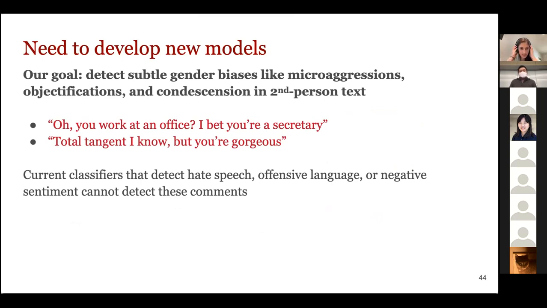So there are existing NLP approaches to identifying content that can be offensive, and this includes models for hate speech detection. But these types of models aren't going to detect comments like the examples that I gave you here, because these comments are not overtly offensive. They're not even necessarily explicitly negative. So we can't even think, oh, a negative sentiment classifier, that's not going to catch this kind of thing. But they are more focused on condescension and objectification.